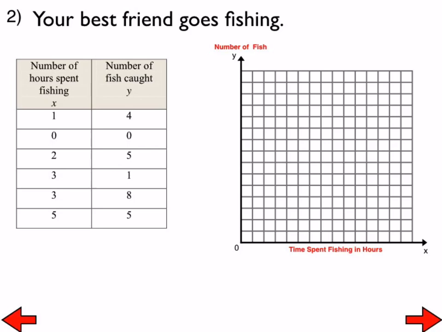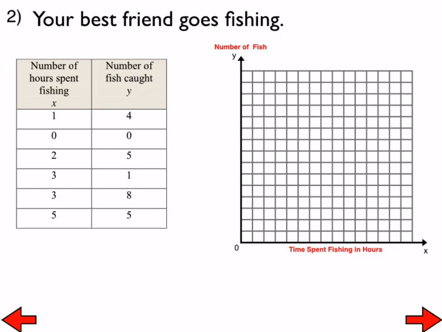Similar type of problem, but this time your best friend goes fishing and the data is already filled in the table. Can you go ahead and plot the data? The two big questions right now for these first few problems would be this. Is the scenario a function? That's question number 1. And question number 2 is, is this a discrete relation or is this a continuous relation? In other words, should we connect the dots or not? So quickly have a conversation with your shoulder partner. Function, yes or no, discrete or continuous?